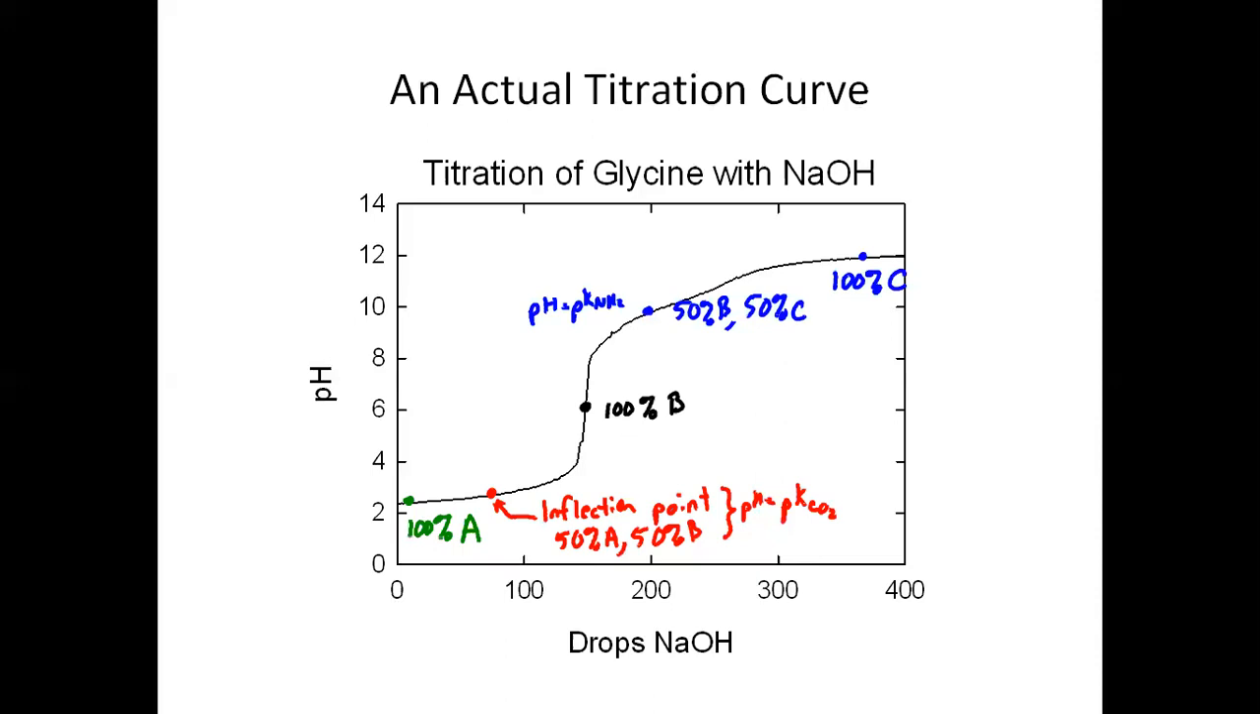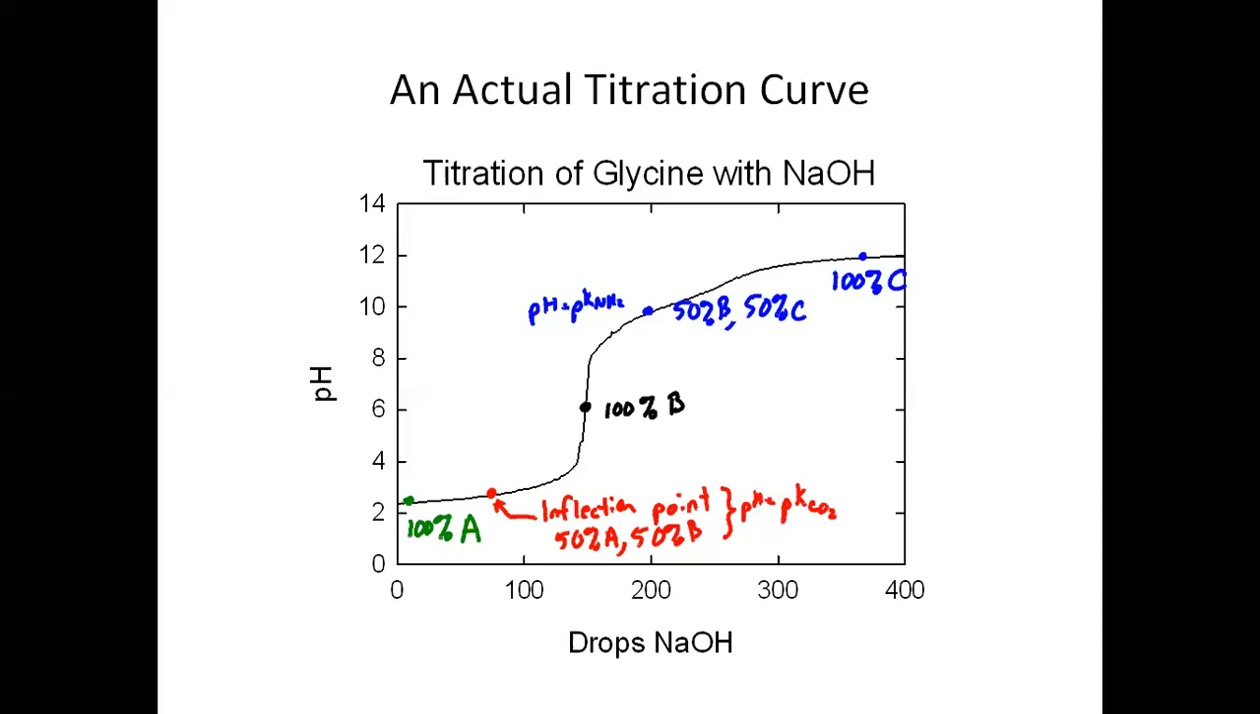In red, I have approximated the horizontal inflection point representing where there is buffering occurring. Remember from our last video that buffering occurs when the pH is equal to the pK value and there are equal amounts of the A- and HA forms of the molecule. In this case, that point represents where we would have 50% of the structure A and 50% of the B zwitterion structure.